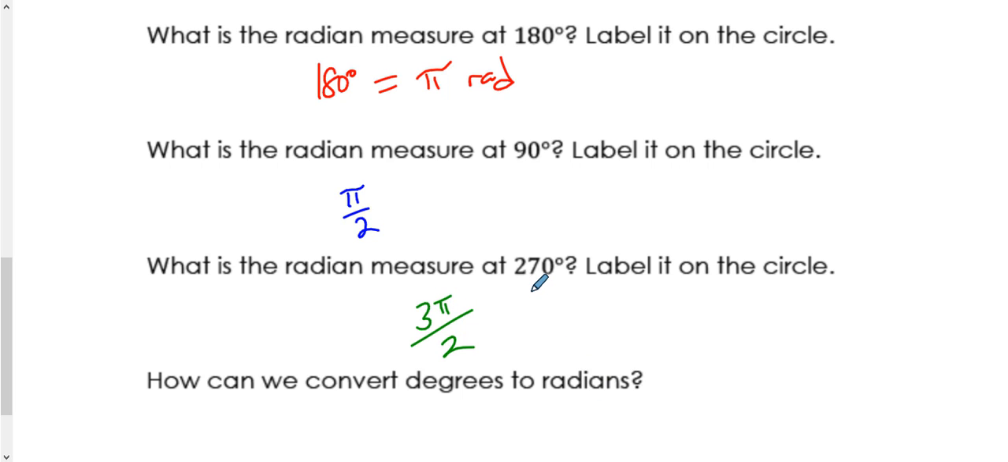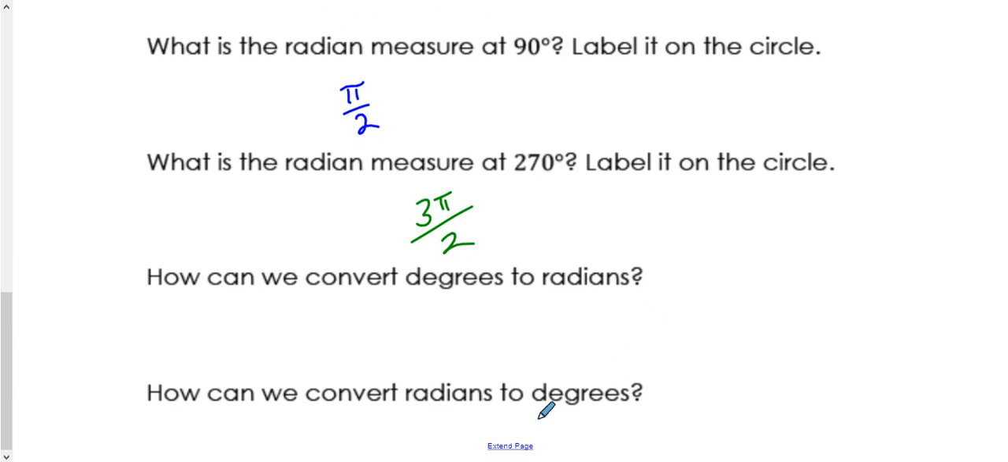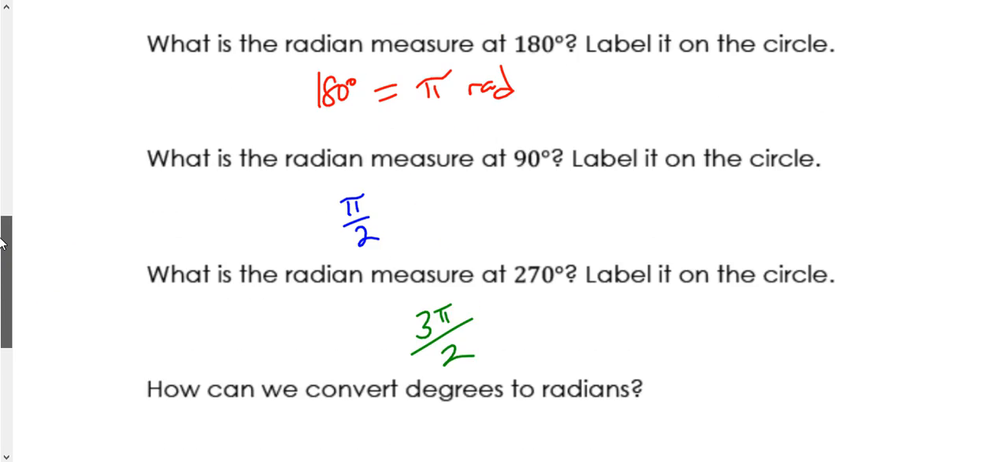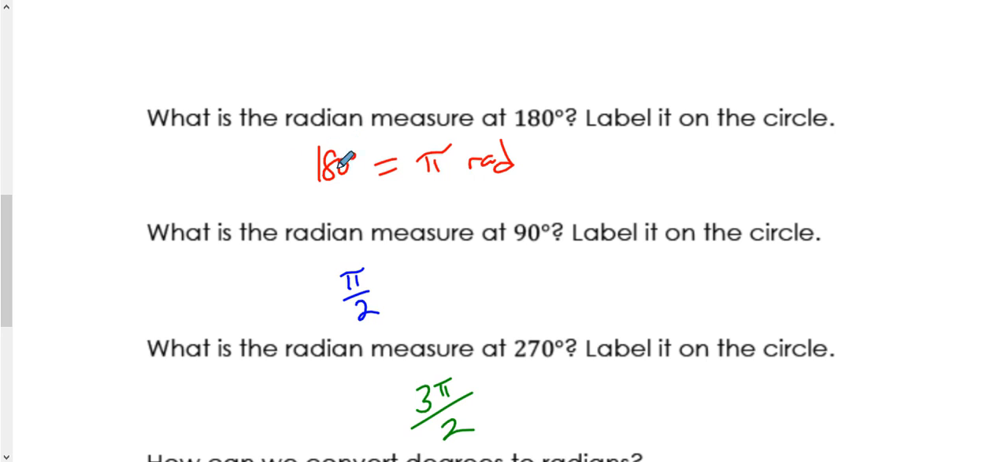So here, the last two that we have on this page are really important, guys. It's how do we convert between the two? How do we convert from degrees to radians, and how do we convert from radians to degrees? What's really nice about these is it's actually really easy to convert between the two. One of the very first things that we wrote down just a second ago is 180 equals pi. Okay, 180 in degrees equals pi in radians.